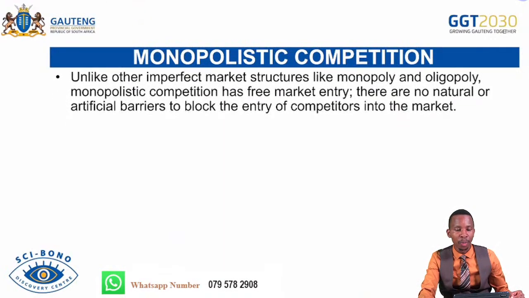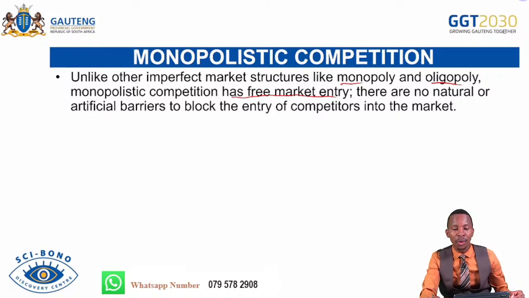We continue with monopolistic competition. Unlike other imperfect market structures, such as monopoly and oligopoly, monopolistic competition has free market entry. Under monopolistic competition, there are no barriers to entry. New firms are free to enter the market while existing firms are free to leave the market. That alone makes it differ from other imperfect market structures.